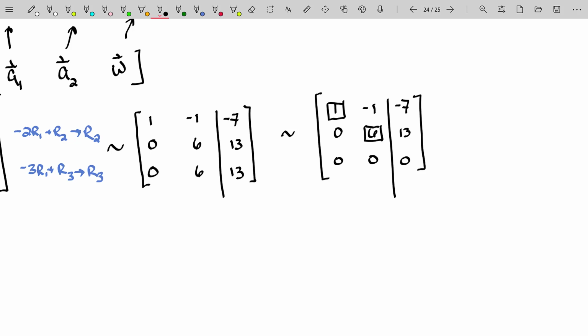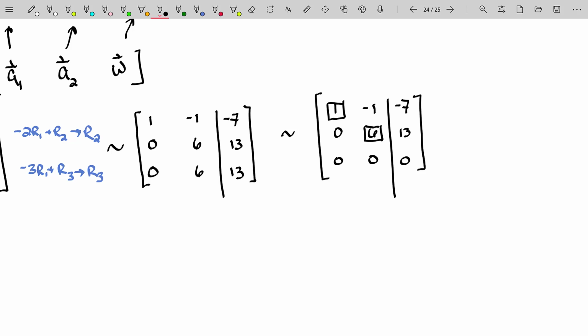Notice that we only have pivots in the first and second columns, and there's not a pivot in the third column. That is, there's not a pivot in the rightmost column of this augmented matrix, which means that the linear system has a solution. That is, the linear system is consistent. That's from a theorem we've had in the past called the existence and uniqueness of solutions theorem for linear systems.